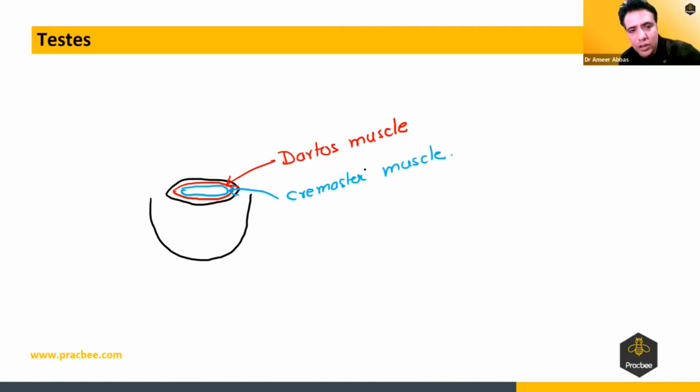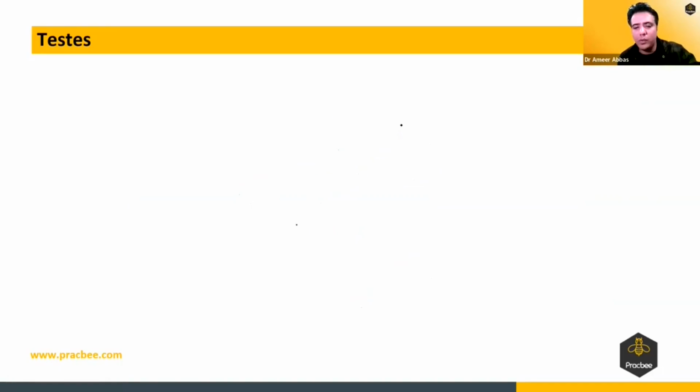Clear, children? So what happens whenever winter comes? The outside temperature falls. You start to shiver to produce heat. So what do the dartos and cremaster muscles do? They contract to pull the scrotum close to the abdominal wall. They pull the scrotum upward, it touches the abdomen region and gains heat from there. So to give heat to the scrotum, the dartos muscle and cremaster muscle play an important role.